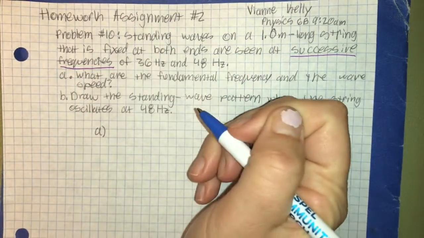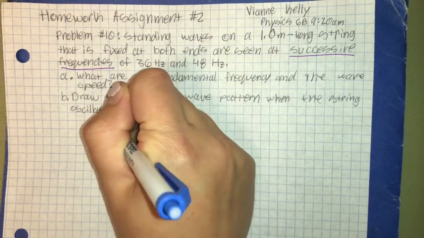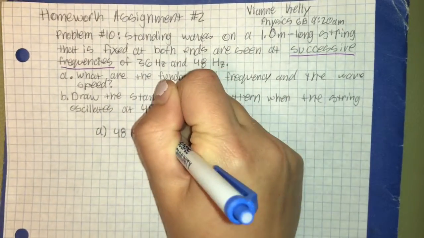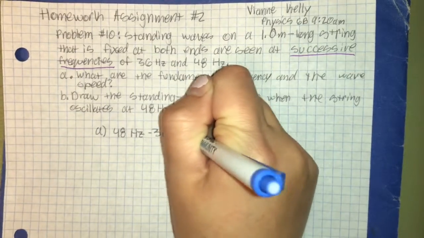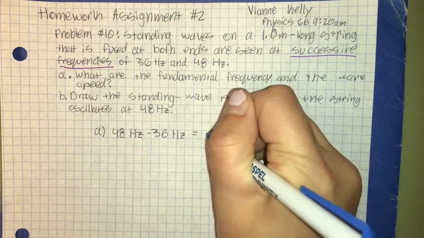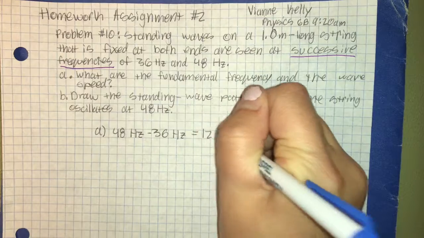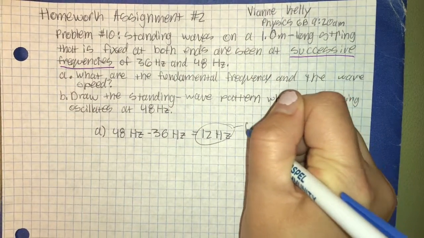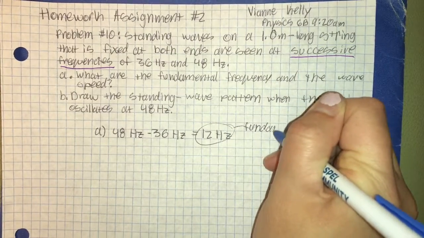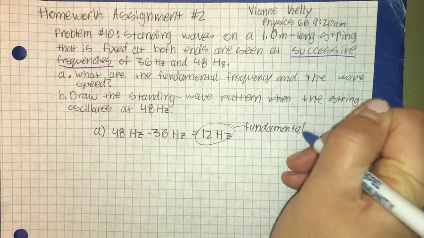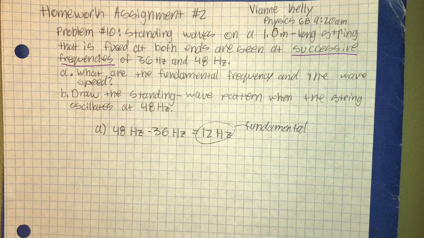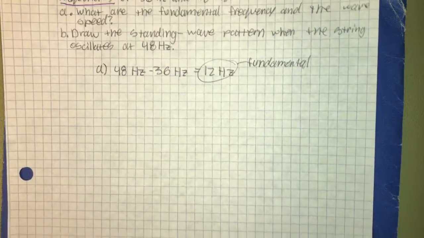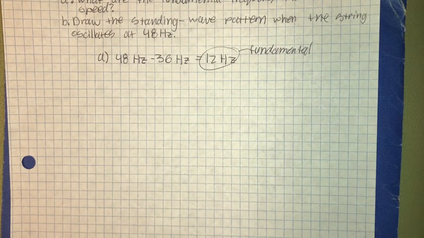So if you want to skip all the work, you can find the fundamental frequency by just subtracting 36 Hz from 48 Hz to equal 12 Hz, and you know that that right there is your fundamental frequency. But usually on tests they will want you to show all your work, so I'll go ahead and show you the symbolic way of finding fundamental frequency.